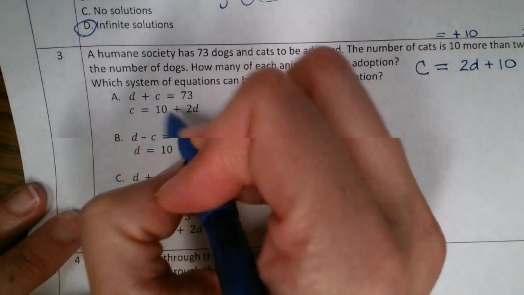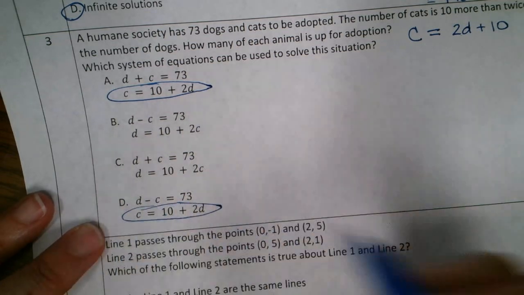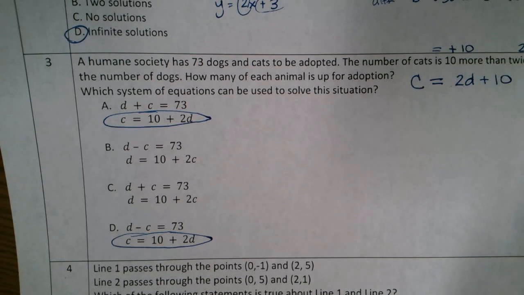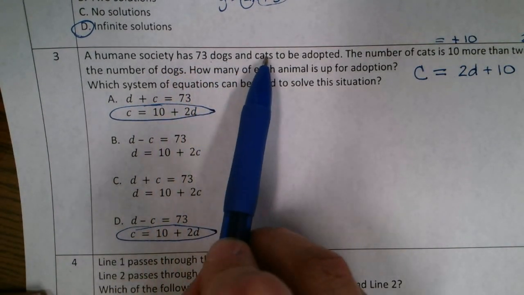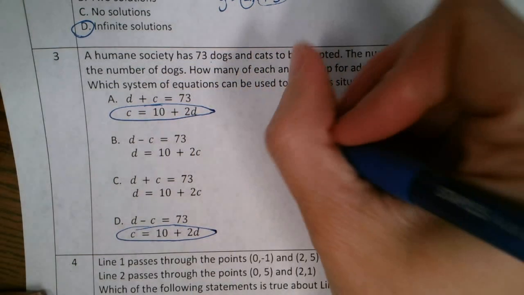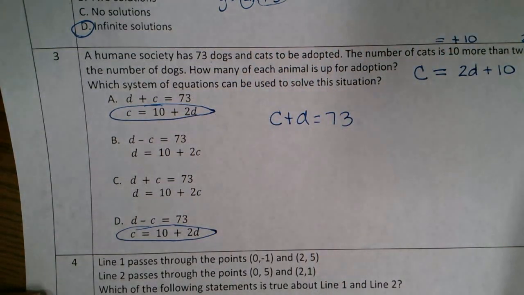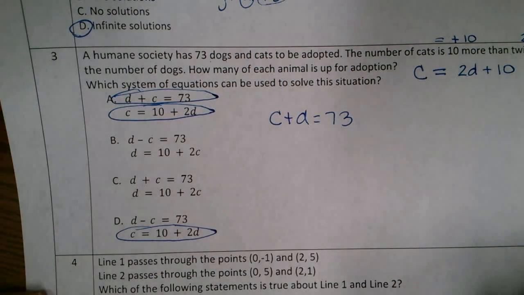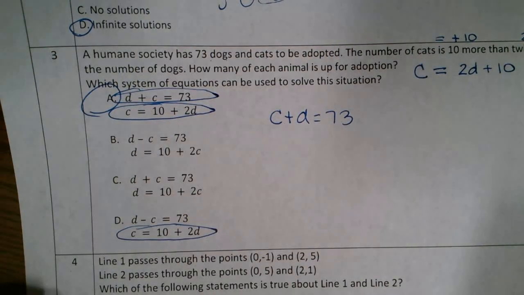Well, c is equal to 2d plus 10 here, and c is equal to 2d plus 10 here. Now I need to think about my other equation. It says 73 dogs and cats. So that means together, if I add up the dogs and cats, I get 73. So this one has me adding dogs and cats. This one has me subtracting. So this one is going to be A.